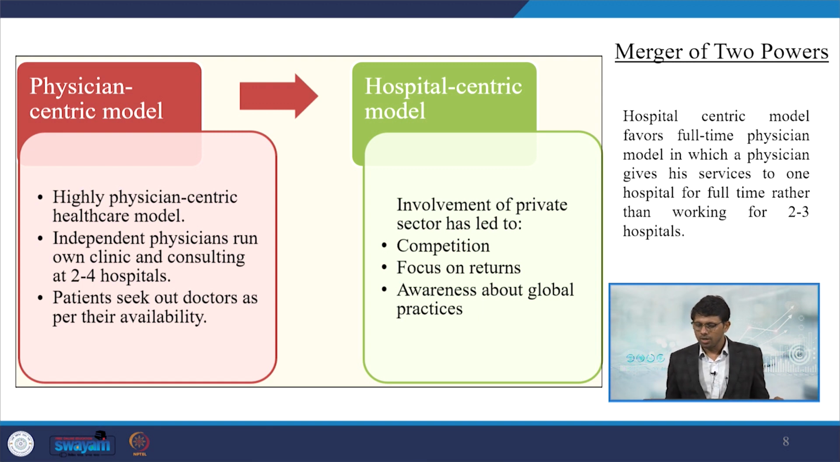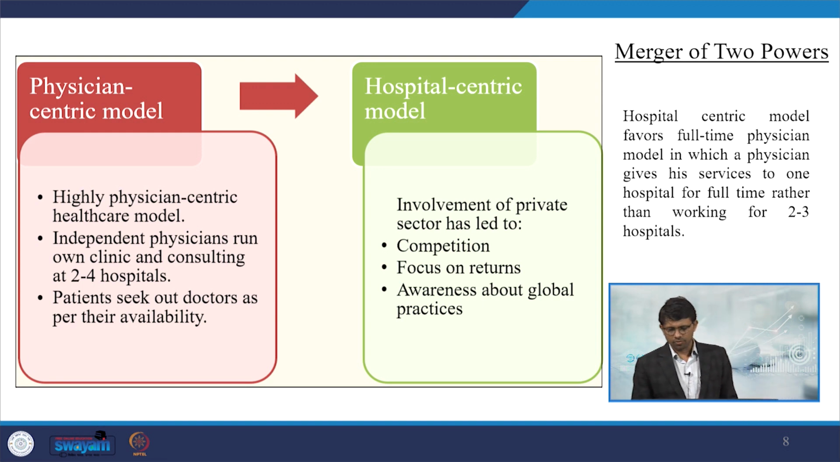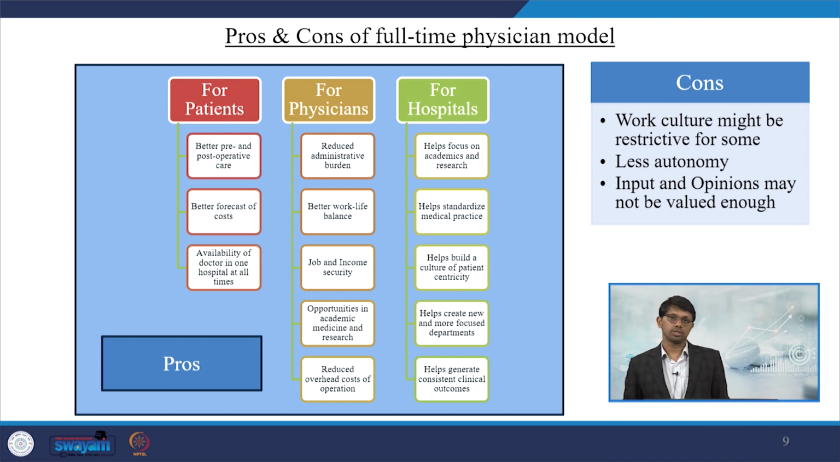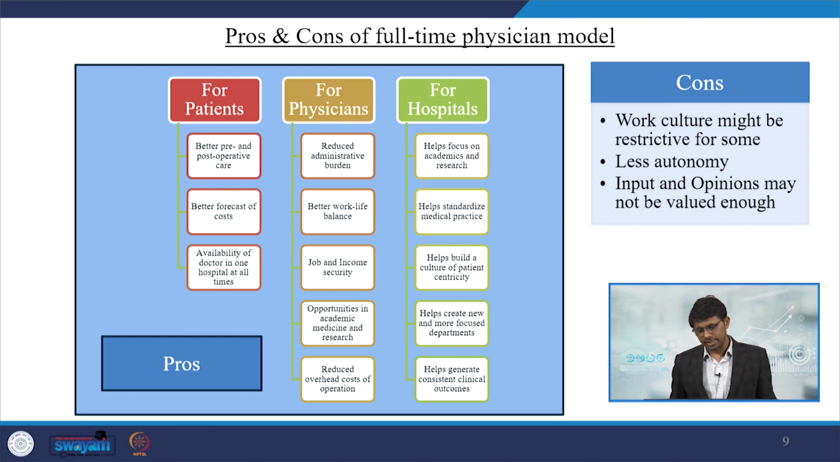The hospital centric model favors the full time physician model, in which a physician gives his services to one hospital full time rather than working for 2 to 3 hospitals. So there are pros and cons of these two. There are pros for patients, for physicians, and for hospitals. For patients, better pre and post care, better forecast of cost, and doctors available in one hospital at all times. For physicians, the advantages are reduced administrative burden, better work life balance, job and income security, opportunity in academic medical research, and reduced overhead cost of operation, because overhead costs are taken care of by hospitals because of their merging approach.